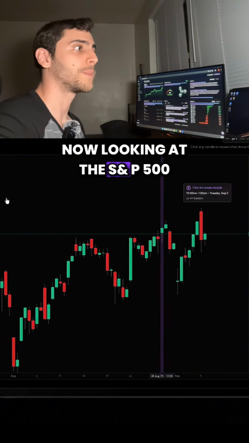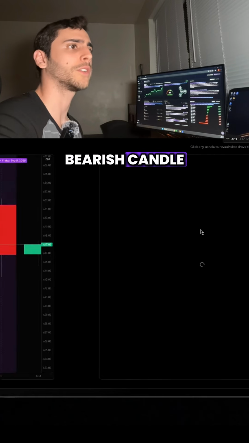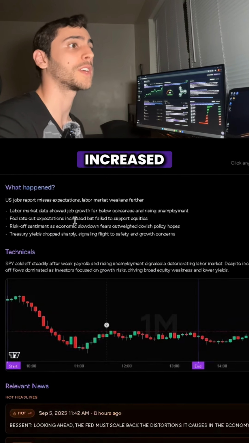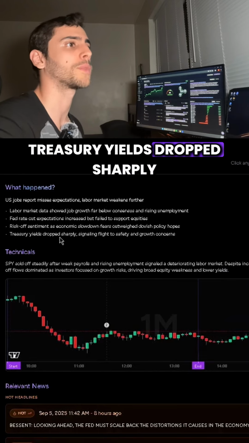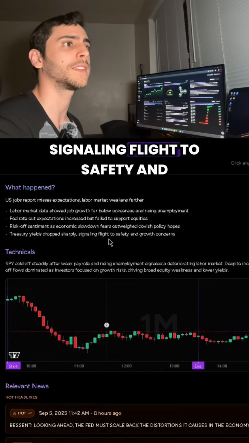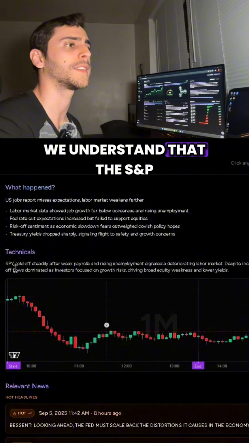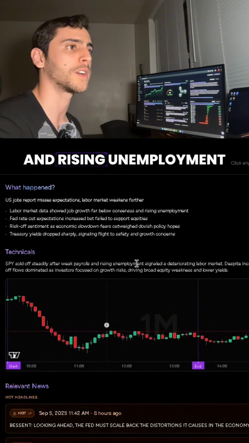Now, looking at the S&P 500 in the 4-hourly chart, we're going to click on this bearish candle, and we're going to understand what happened. So the Fed rate cut expectations increased but failed to support equities. Treasury yields dropped sharply, signaling flight to safety and growth concerns. Now, looking at the technicals, we understand that the S&P 500 sold off after weak payrolls and rising unemployment.